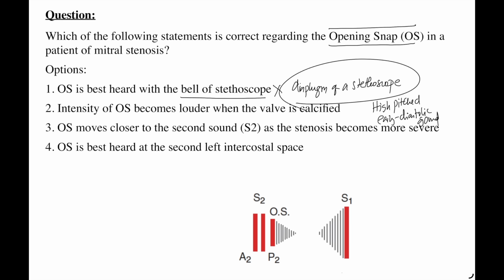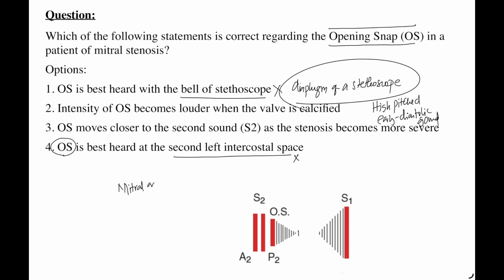Mid diastolic sounds are very soft. In mitral stenosis, there is a mid diastolic murmur, which is heard best with the bell of a stethoscope. Now, apart from that, apart from the opening snap, what is the opening snap? It is best heard at the second left intercostal space. No, we are looking at the mitral area. What is the mitral area?